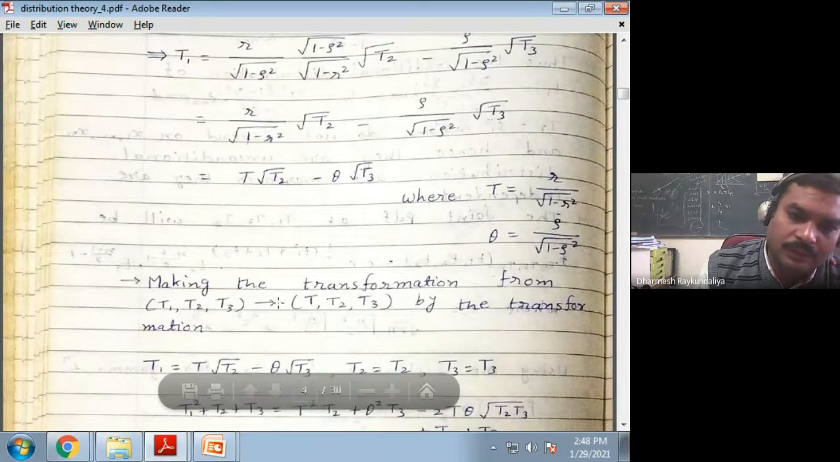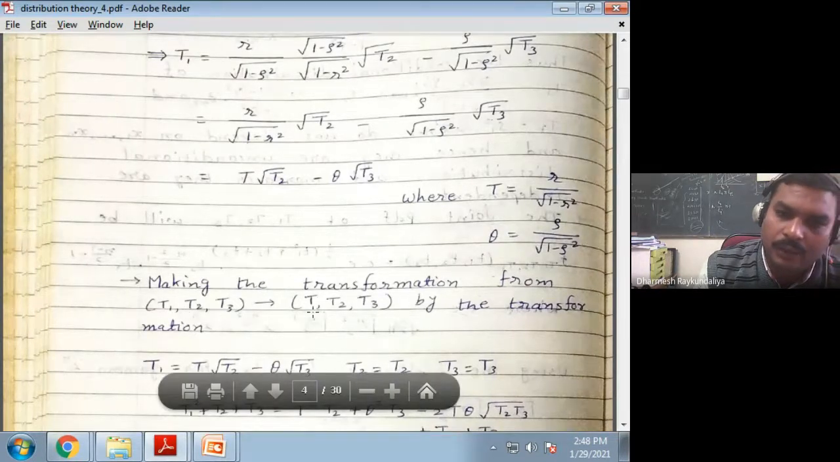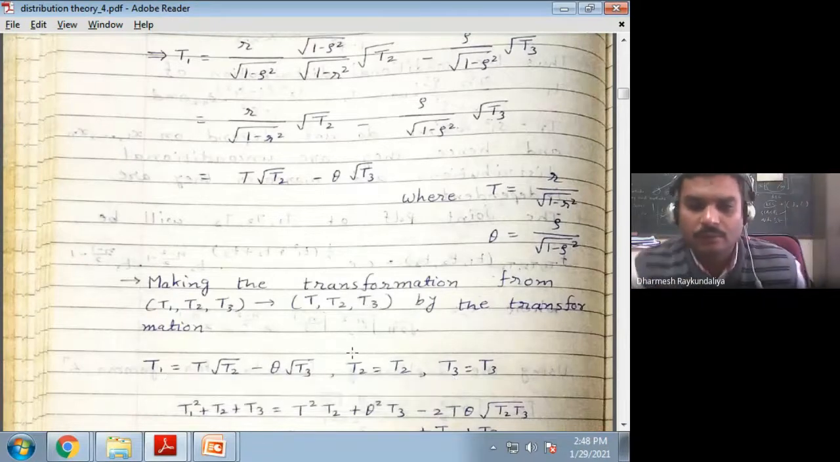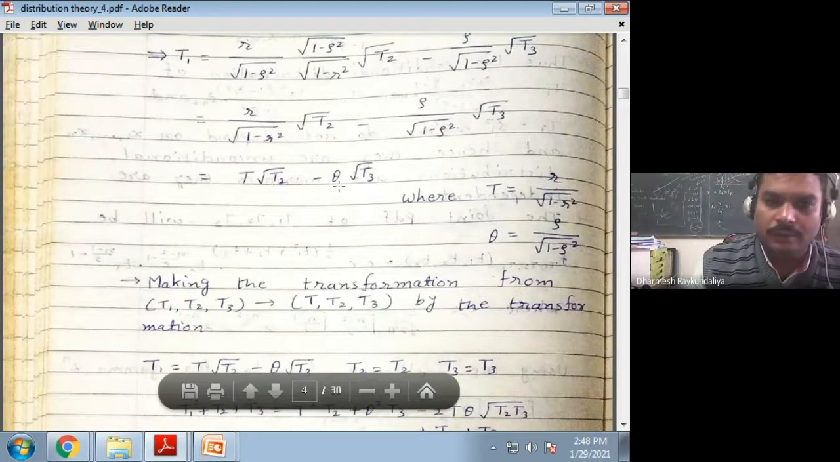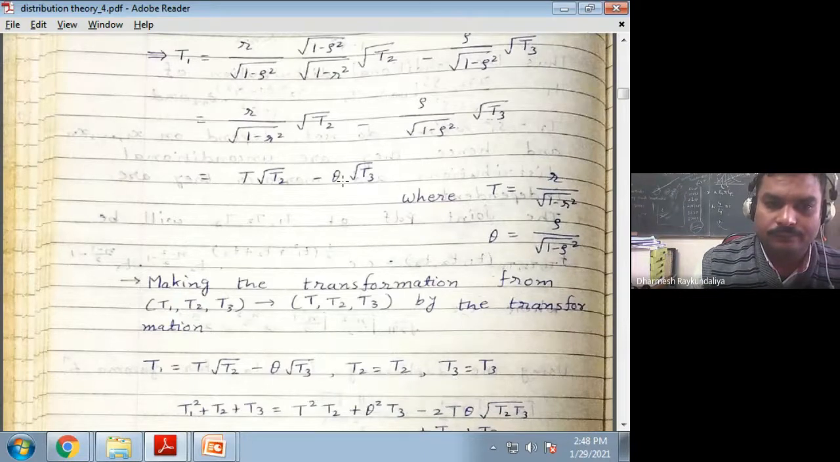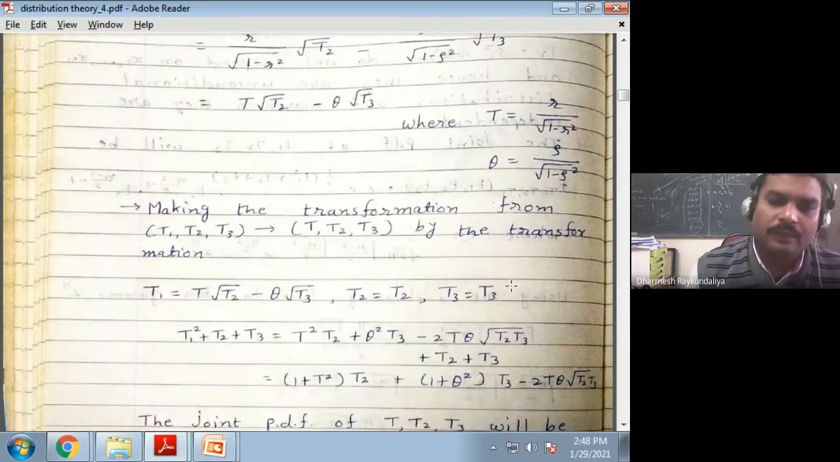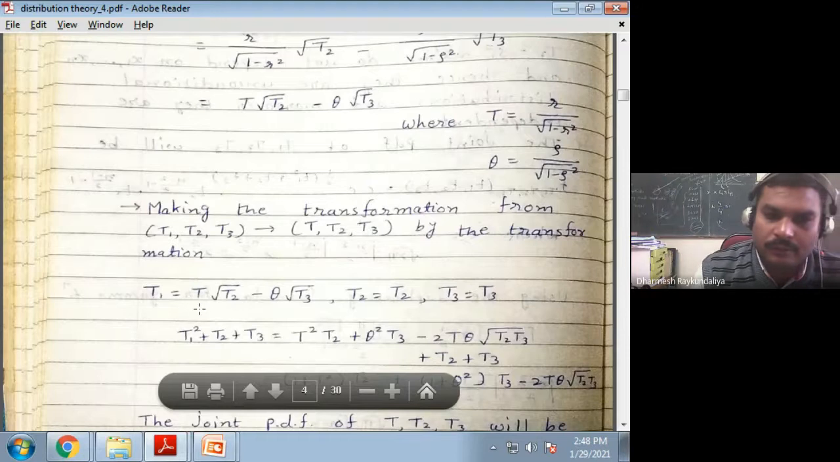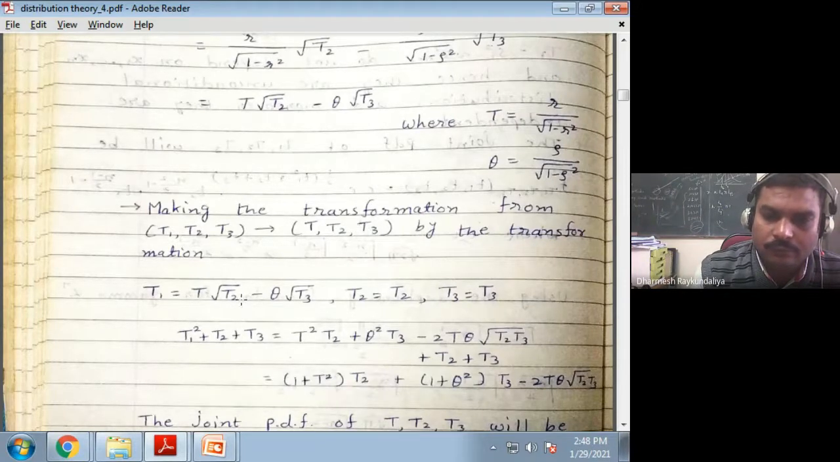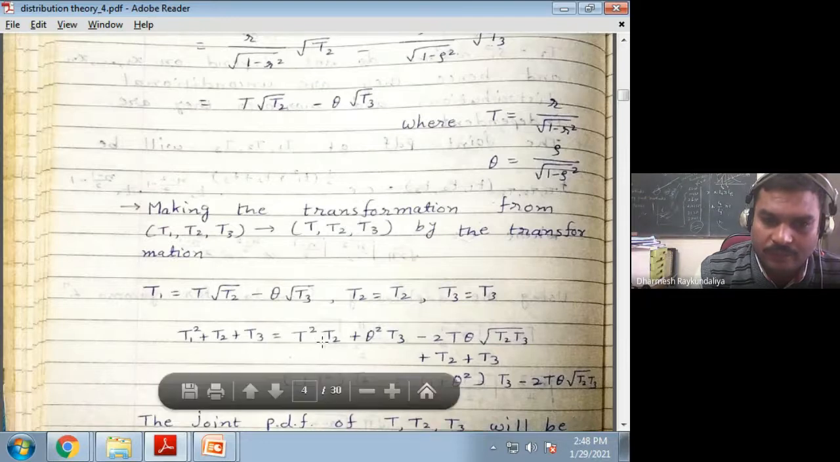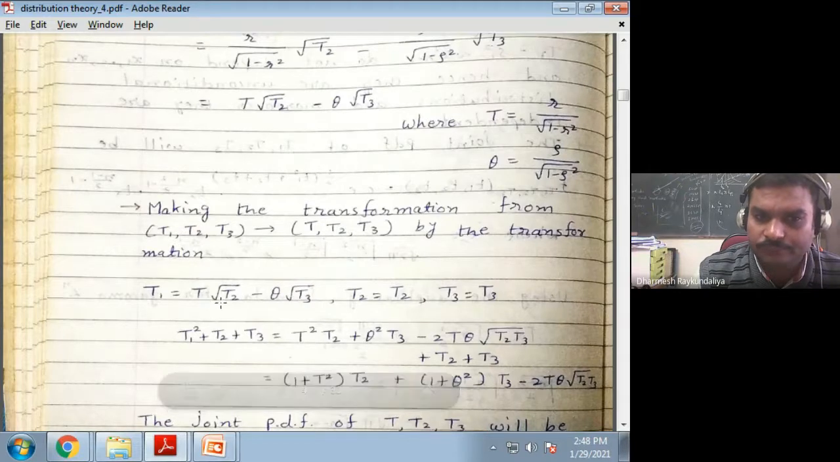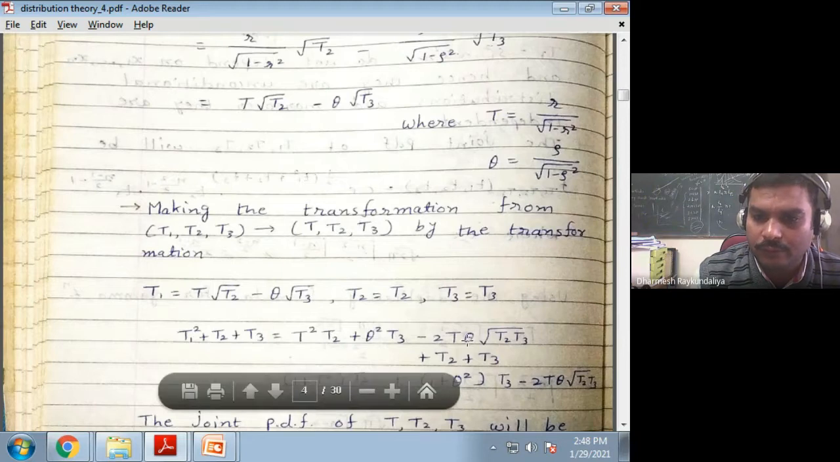Now I am making the transformation from T1, T2, T3 to T, T2, T3. So what is the T1? T1 is this. What is the T2? I'm saying that T2 equals T2 and T3 equals T3. So what is the form? T1 square plus T2 square plus T3. So T1 equals T root T2, so T1 square is nothing but T square T2 plus theta square T3 minus 2T theta root T2 T3, and T2 T3 as it is.